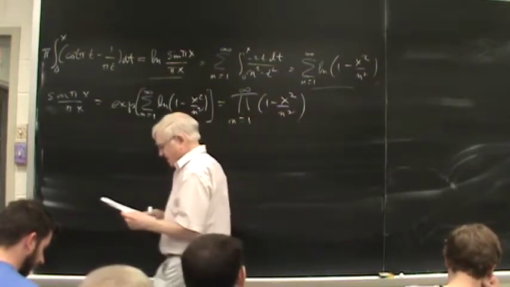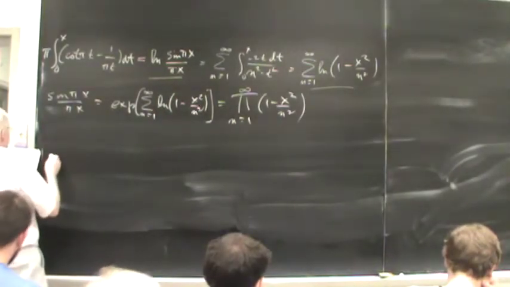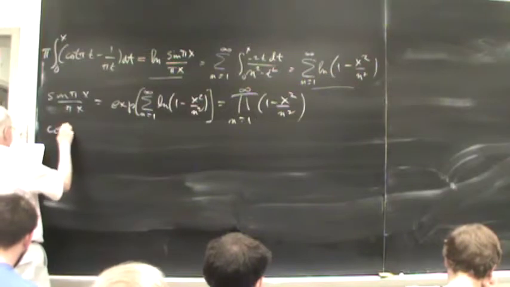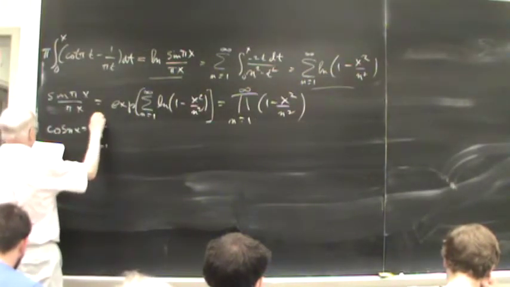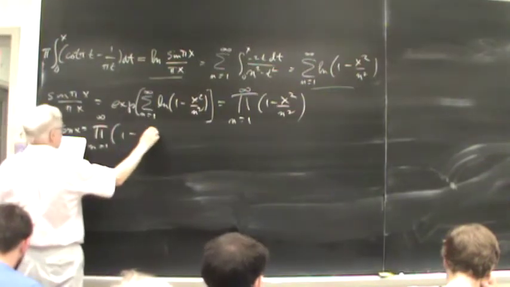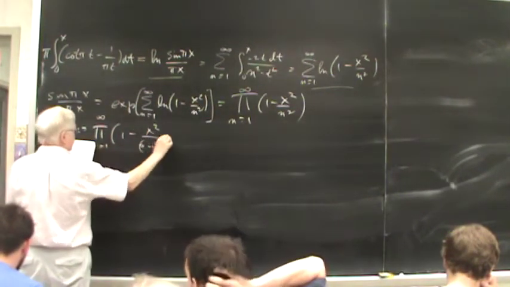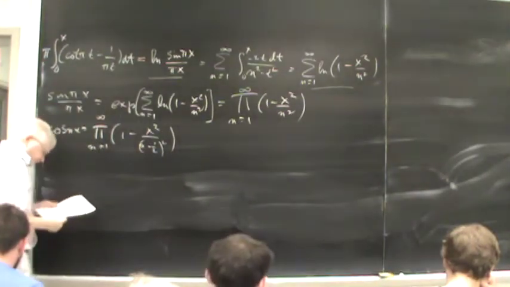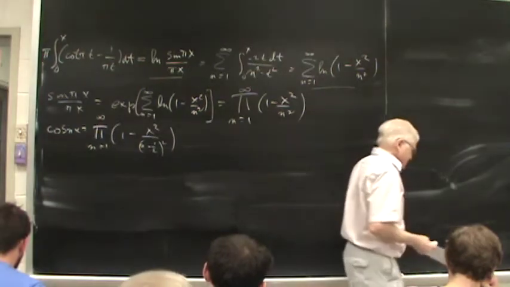Anyway, you can also derive a cosine formula. The cosine formula is cosine of pi x equals the product from n equals 1 to infinity of 1 minus x squared over (n minus a half) squared. So that's just pretty remarkable.